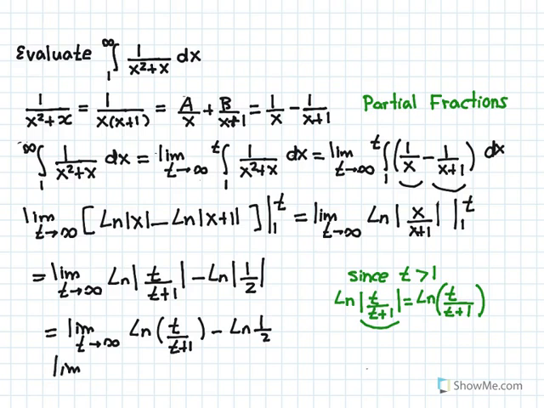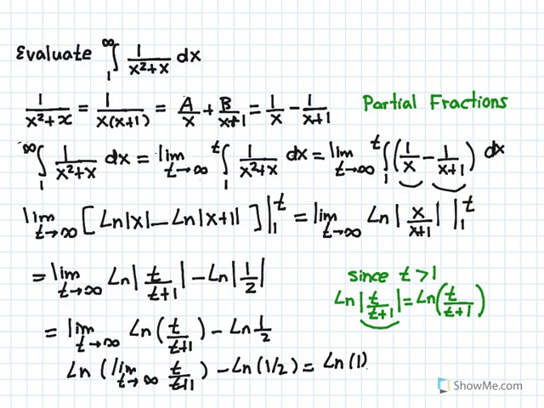And let's take the limit. Actually, let's bring the limit inside the brackets. We get ln of the limit as t goes to infinity of t over t plus 1, minus log of 1 half. And dividing by the highest power, we're going to get ln of 1 minus ln of 1 half. Now, log of 1 is 0, so we get 0 minus bracket log 1 minus log 2. Log 1 is 0, the minus cancels out, minus times minus is plus. The answer is log 2.